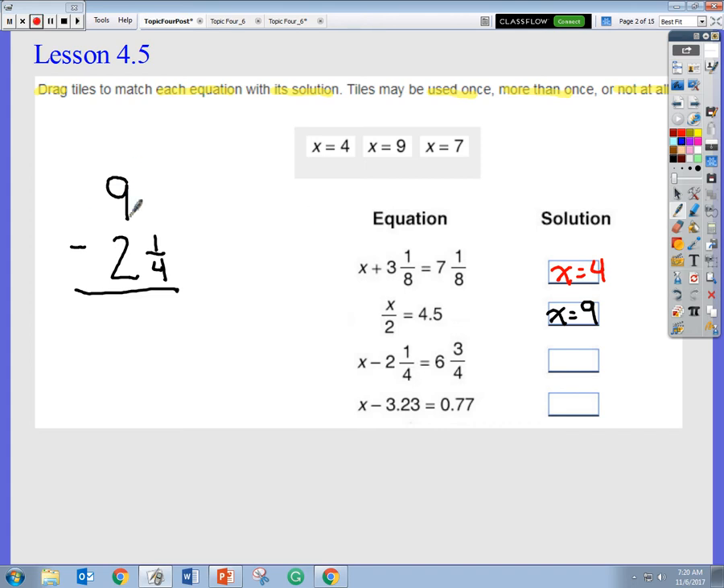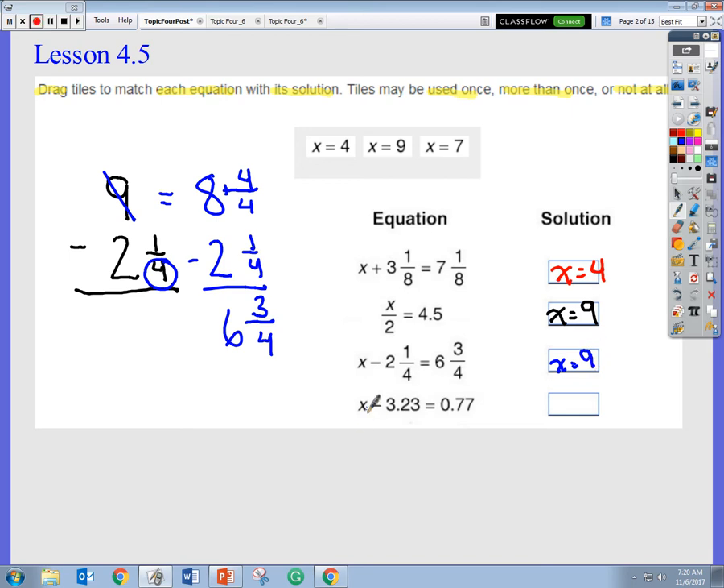I want to rename this 9, and I'm going to rename it so that it has the same denominator as the bottom one. But I don't want it to have a value less than 9, because it's still 9. What I can do is 8, and because we're dealing with fourths, in one whole, there are 4 fourths. So we have essentially the 8 plus the 4 fourths, which is still 9. These are still equivalent. And now we subtract 2 and 1/4. Well, 4 minus 1 is 3. The denominators are the same already. 8 minus 2 is 6. Hey, we have an answer. This should give me that x is also equal to 9.